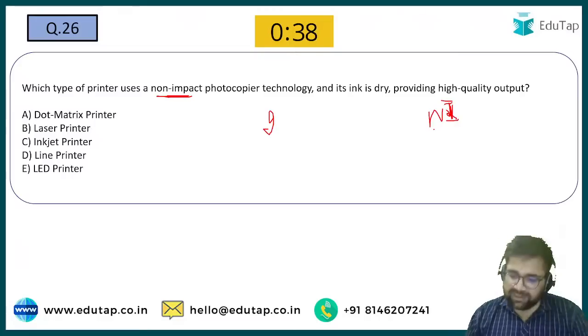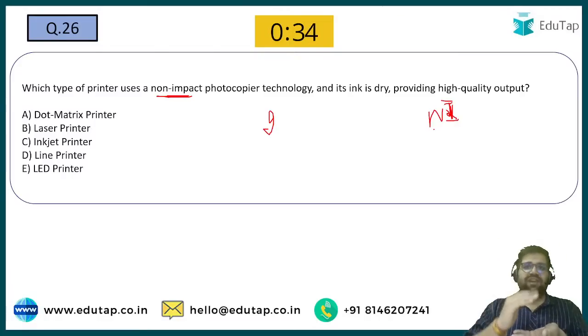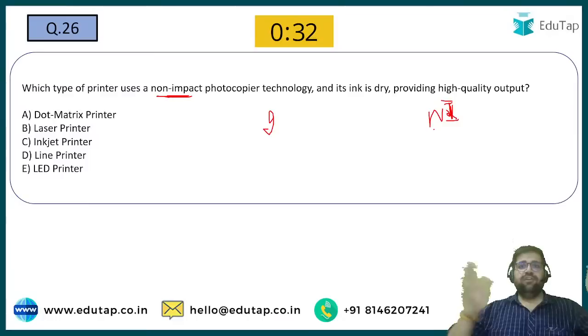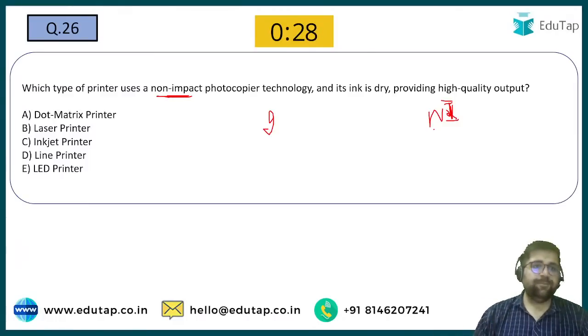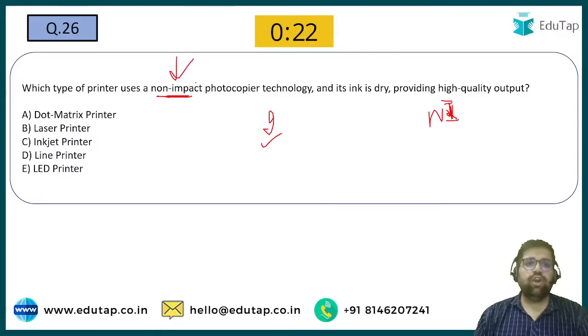Yes, map printing is also on plotter. This is also correct. But map printing, not of that one page map. It is a big map which shows entire continents and something like that. Question 26. Dot matrix. Dot matrix is a kind of an impact printer. How will it be the answer? The question is regarding non-impact.